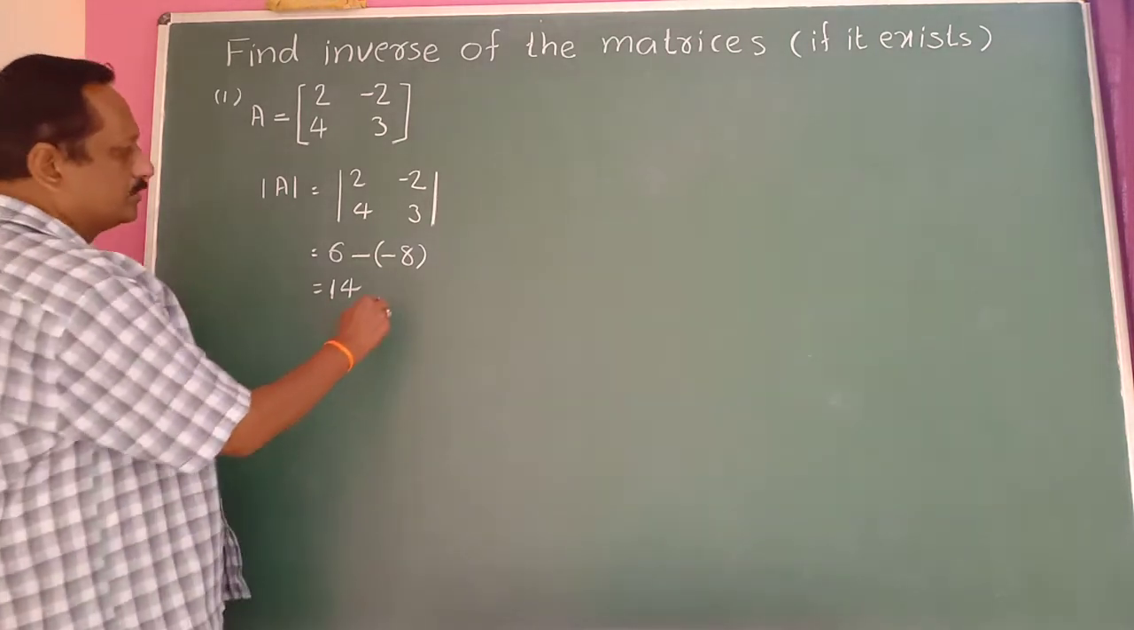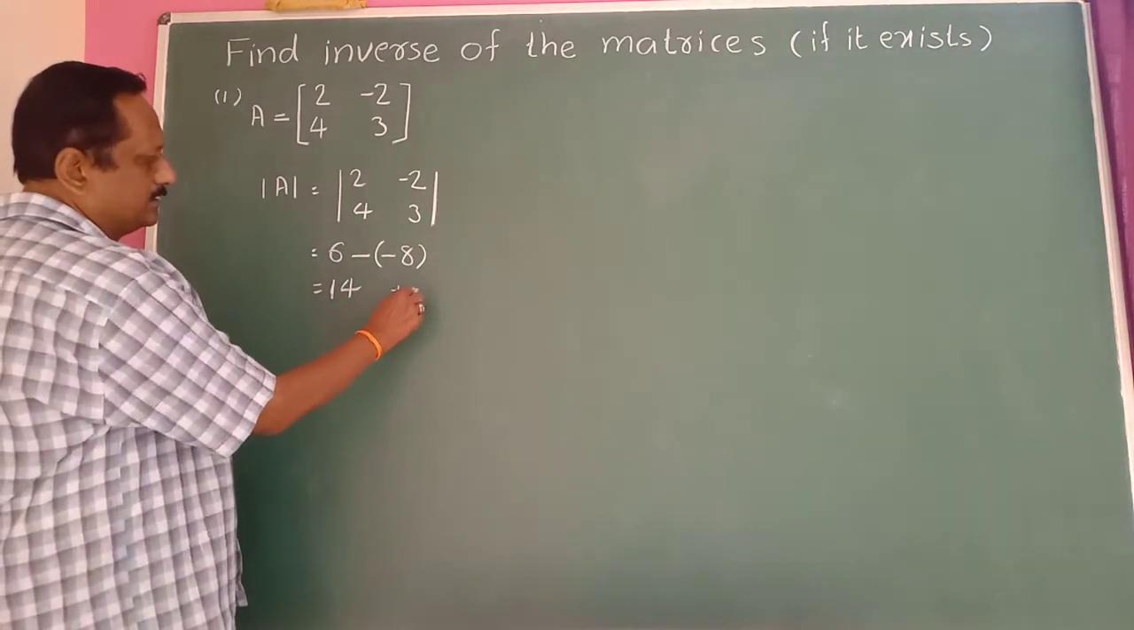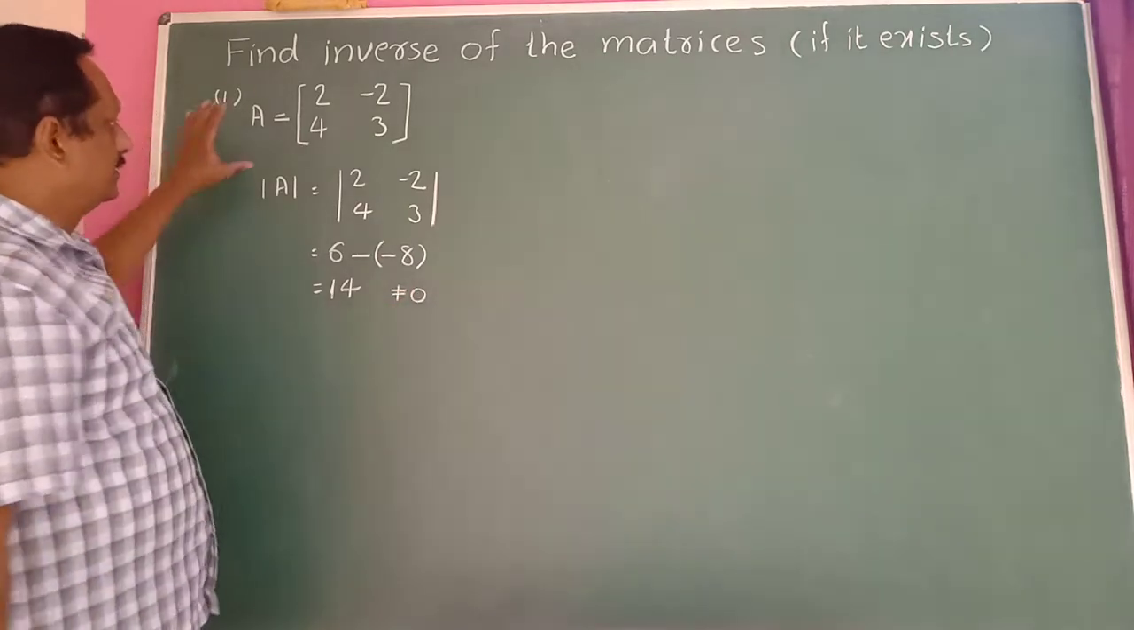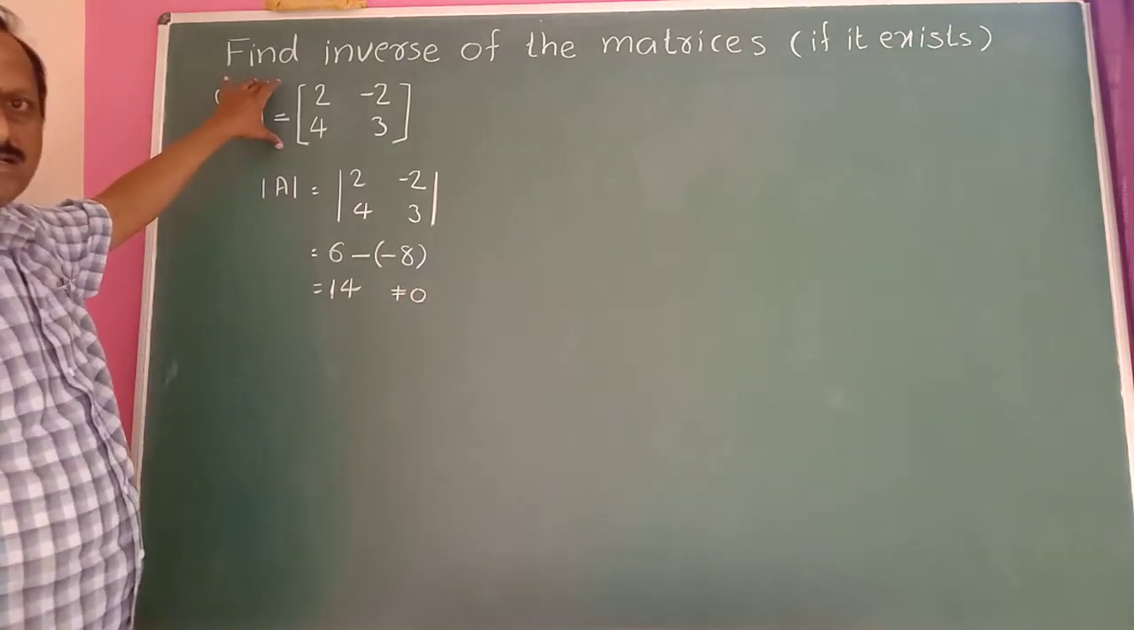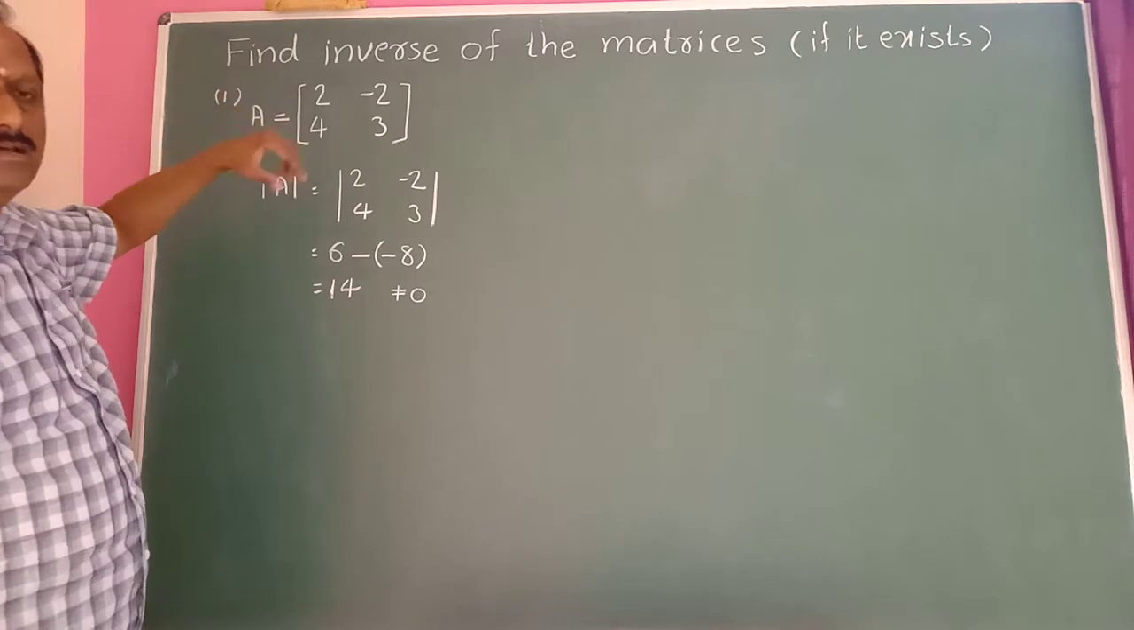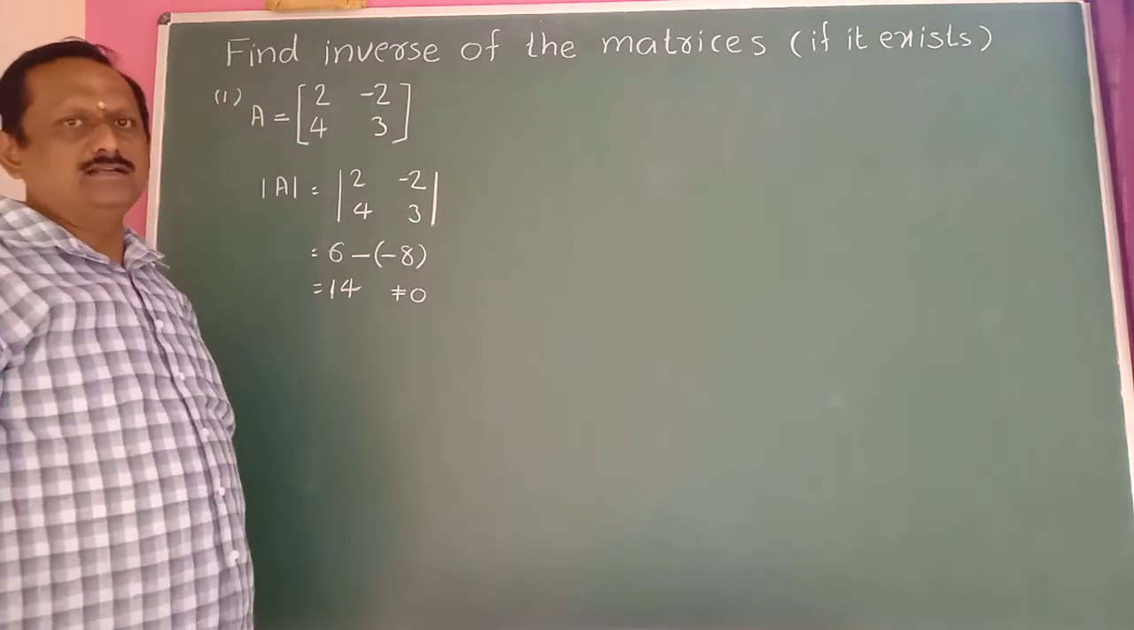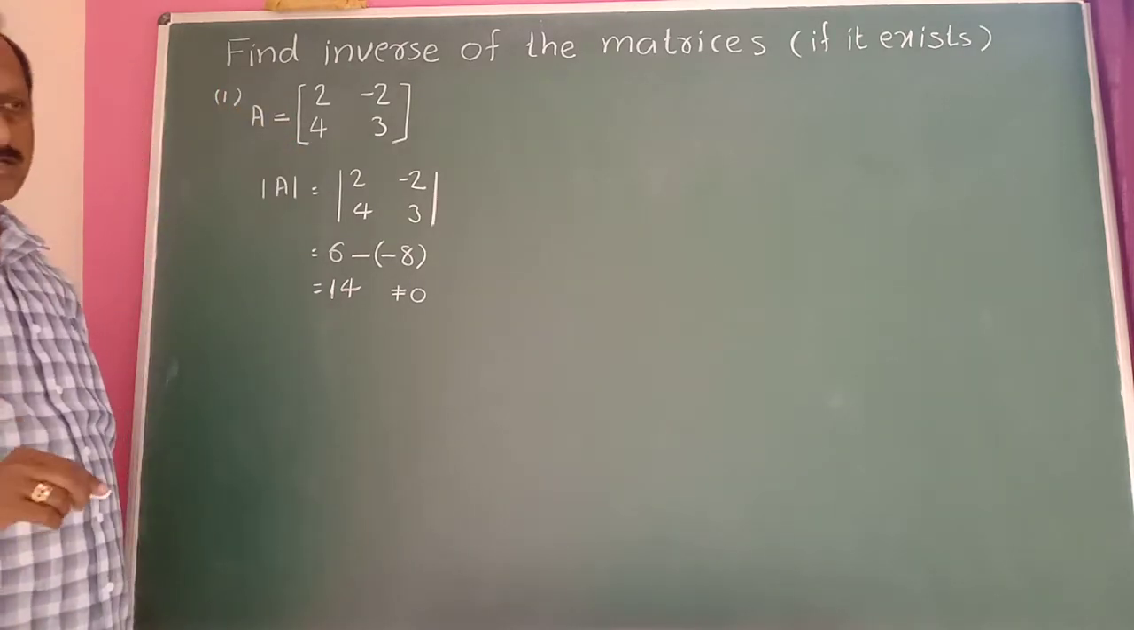Therefore, this is not equal to 0. Therefore, this matrix has an inverse. Then write the adjoint of the matrix. Adjoint means first you find your cofactors.